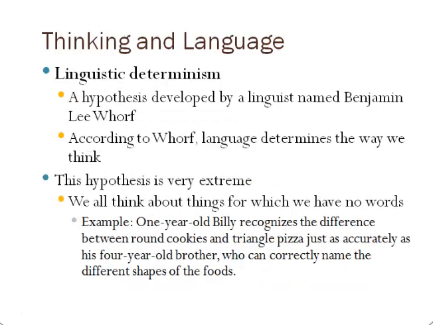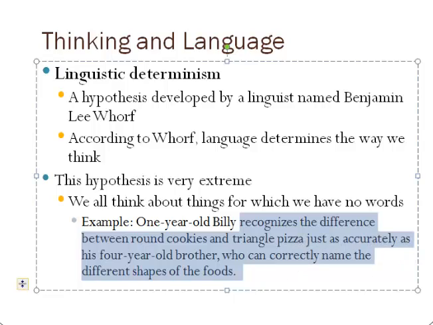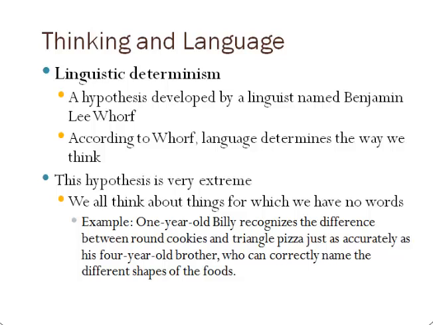Thinking and language is based on the theory of linguistic determinism, which is a hypothesis developed by Benjamin Lee Whorf, and that essentially says something that's not so intuitive, and that is that language actually determines not only the way we speak, but the way we think. And we think about things for which we have no words. An example: a 1-year-old can tell the difference between a round cookie and a triangle pizza, even though he can't name them. You can distinguish them, even if you can't actually name them, or even think about what they are. This is a theory that postulates that language limits human knowledge and determines human knowledge and thought.